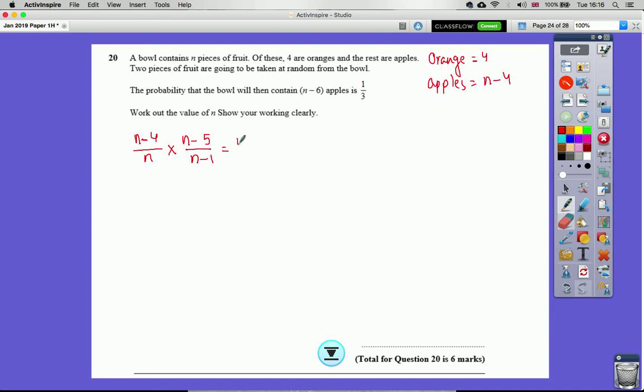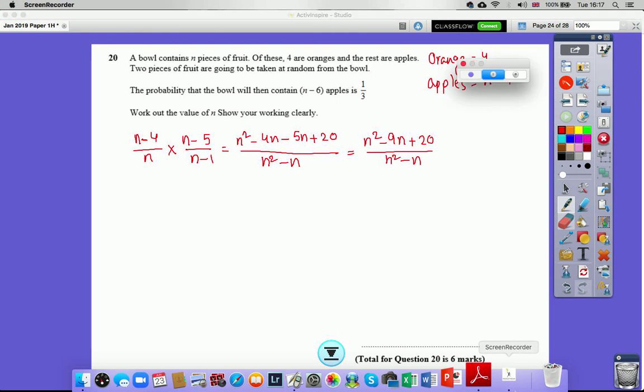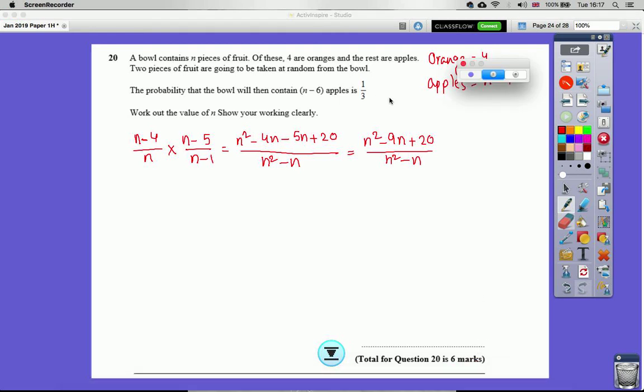We will get n squared minus 4n minus 5n plus 20 over n squared minus n, which is n squared minus 9n plus 20 over n squared minus n. Now this calculation I'm doing on the basis that both times I'm taking an apple.